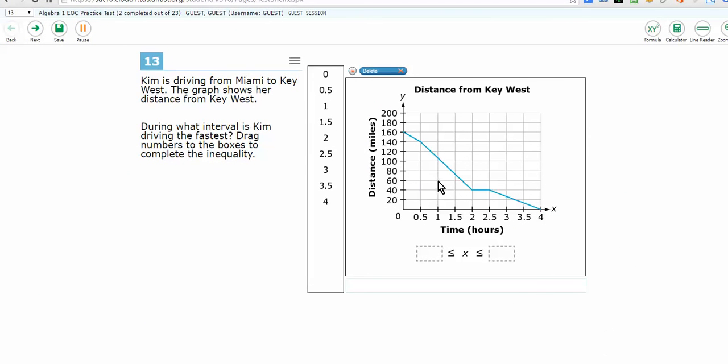Okay, so for this one, we're just going to drag and drop. The lower bound is 0.5, so you grab 0.5 and place it here. And the upper bound is 2, so you drag 2 and place it here. So that's basically how you answer this question.